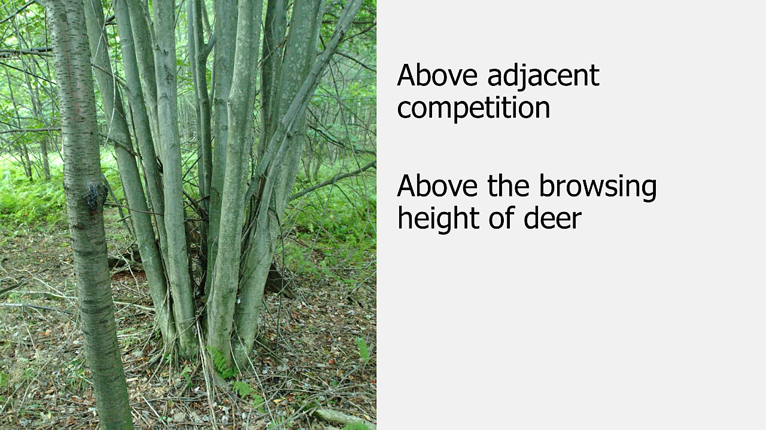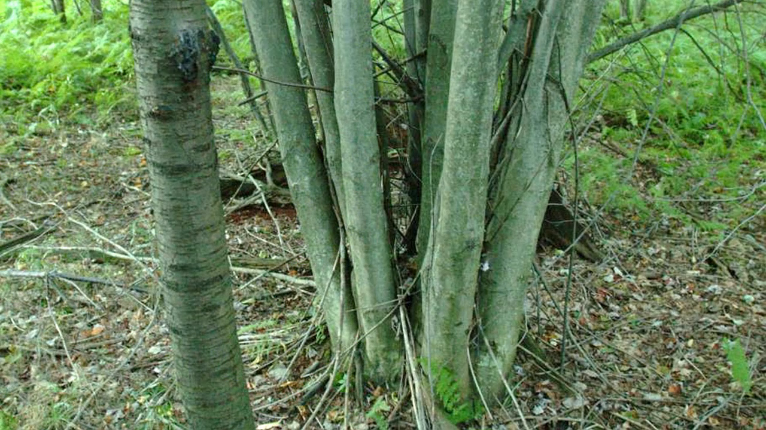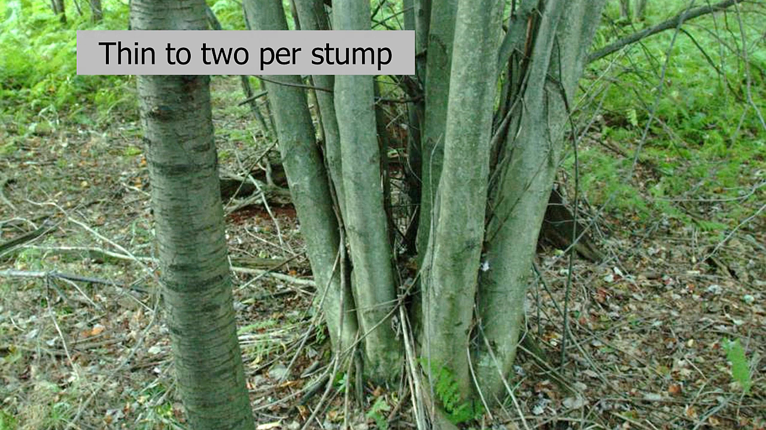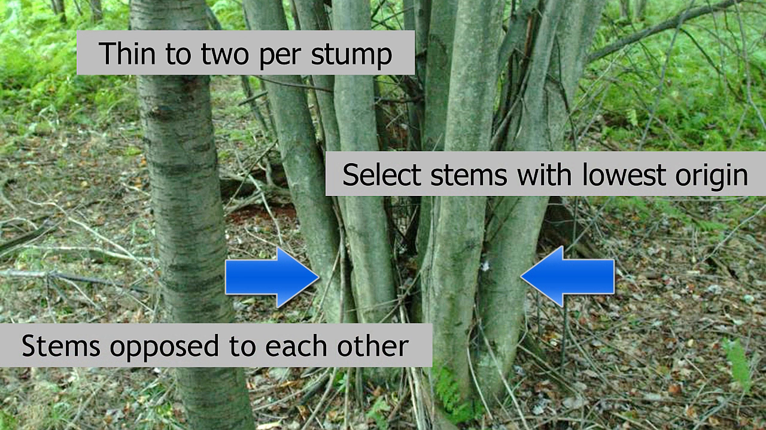However, it is best to wait until the sprouts are above adjacent competition and above browsing height of deer, which is generally taller than 5 feet. Also, sprout thinning should occur before sprouts are greater than 5 inches in diameter. Thin to no more than 2 per stump. Select stems with the lowest origin on the stump. Ideally, the stems should be opposed to each other on the parent stump.